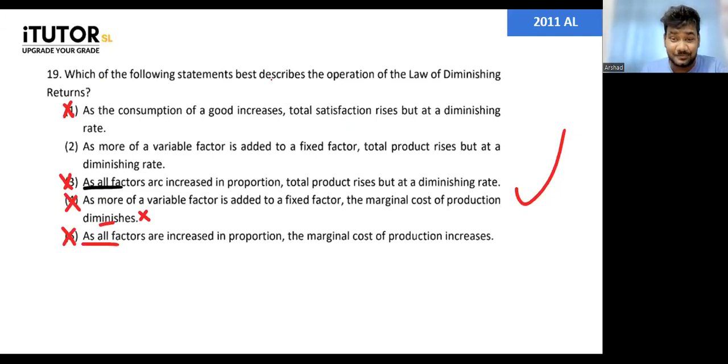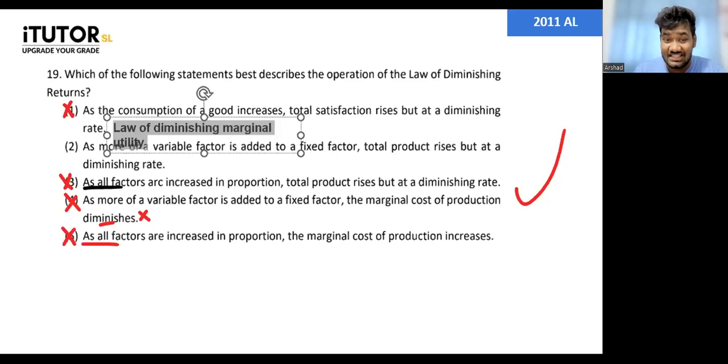Yes, what do you think this is? What is this law, if anyone knows? As the consumption of a good increases, total satisfaction rises, but at a diminishing rate. What is this law? It was in your syllabus, but taken off. Maybe some teachers would have taught you. It was in the syllabus 2010 and before. What is this? This is called the law of diminishing what? Diminishing marginal utility. Law of diminishing marginal utility.